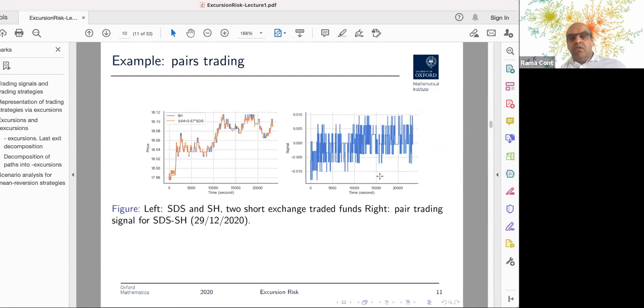This is in fact used a lot. These exchange traded funds with similar components. So this is a well-known strategy.